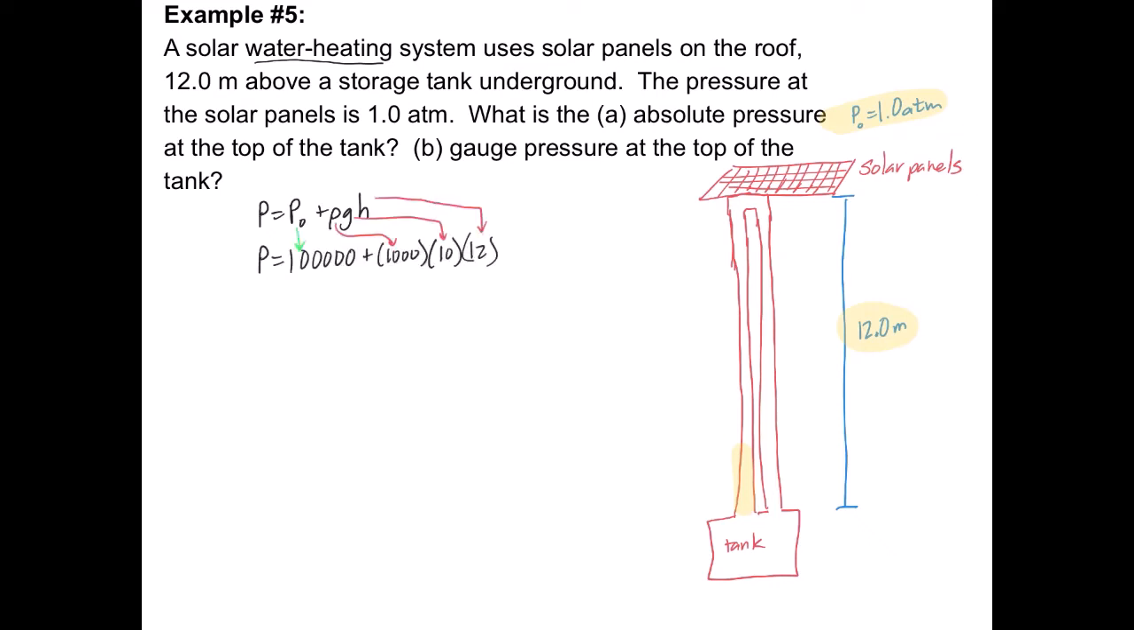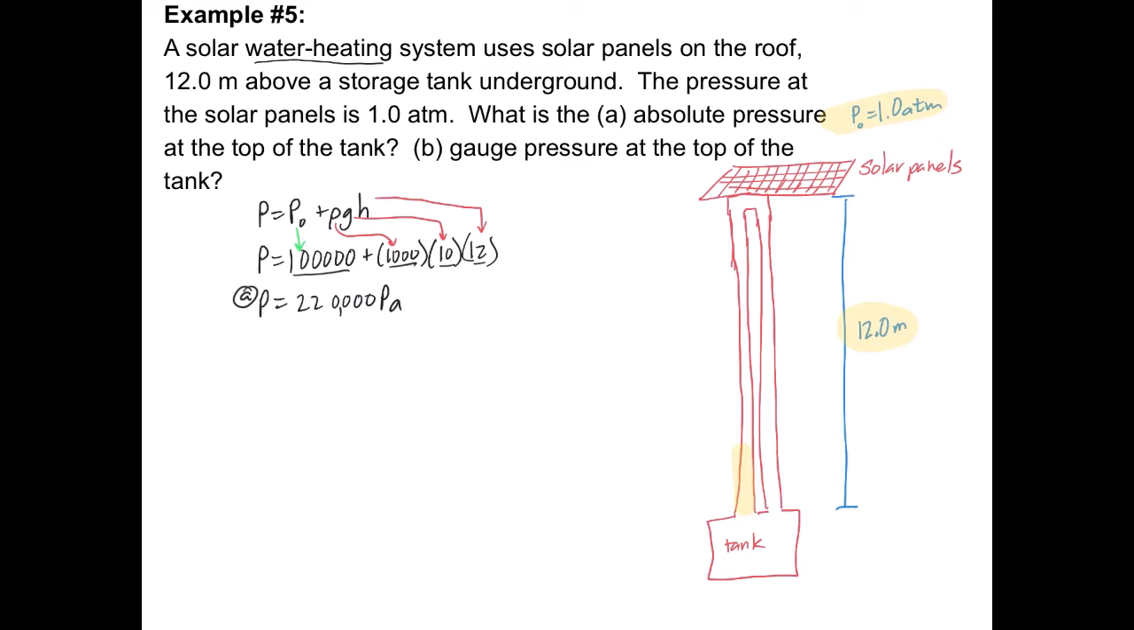When we put that together and multiply it out, hopefully we get an absolute pressure of 220,000 pascals. This is in pascals because I used SI units for each of the three things I substituted in before. So there we go. This is part A: the absolute pressure is 220,000 pascals.